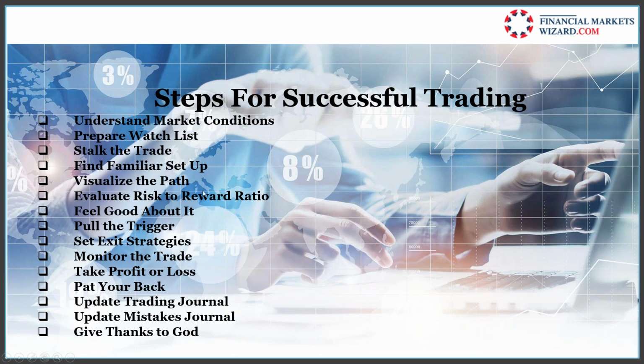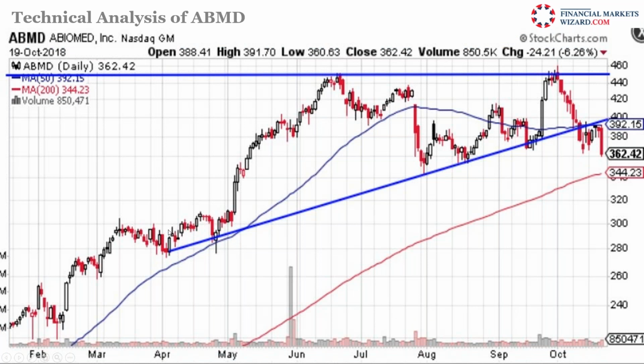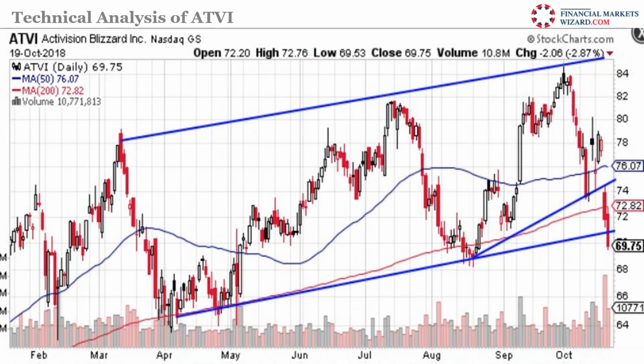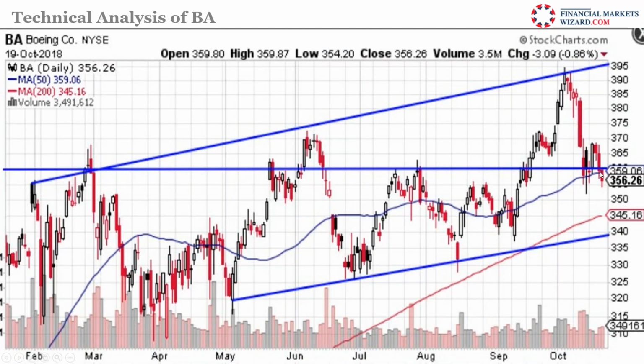I will evaluate the risk reward. I need to feel good about it. It needs to be going down with some good volume, and then I'll pull the trigger, and then I'll set my exit strategy. So I know the path. I already defined my path for Boeing to go towards 345, and it should not move up above this trend line, and I'll pull the trigger.